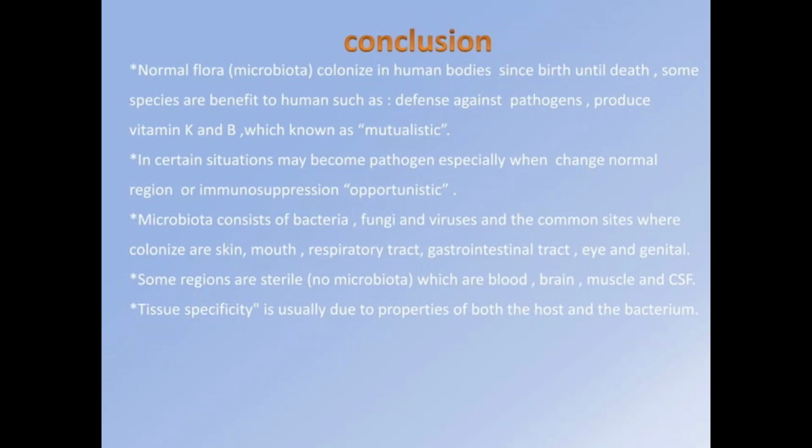Microbiota consists of bacteria, fungi, and viruses, and common sites where they colonize are the skin, mouth, respiratory tract, gastrointestinal tract, eye, and genital tract. Some regions are sterile, with no microbiota, which are blood, brain, muscle, and CSF. Tissue specificity is usually due to properties of both the host and the bacteria. So this is the end of the normal flora.